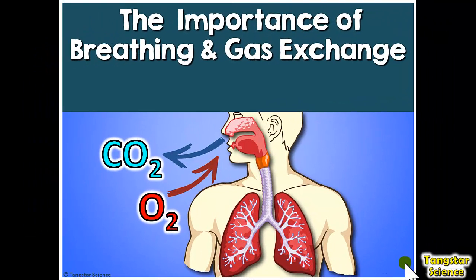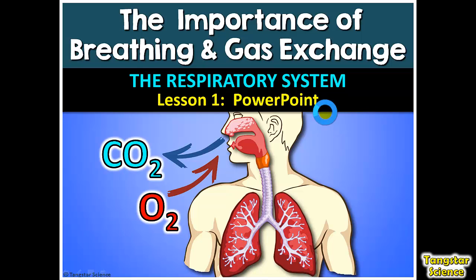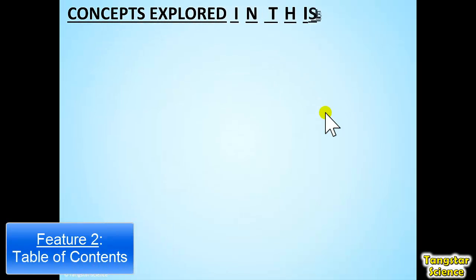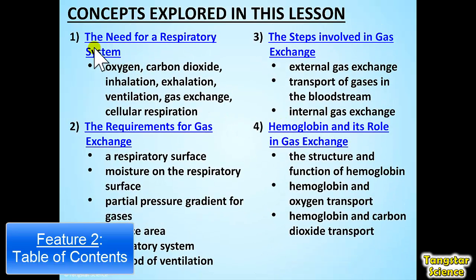The PowerPoint itself has several notable features. The first is the eye-catching title slide, which lets students keep track of which lesson they are learning in the respiratory system. The second slide is the table of contents, which outlines which topics will be covered in the lesson. In this case, the need for a respiratory system, the requirements for gas exchange, the steps involved in gas exchange, and hemoglobin and its role in gas exchange.